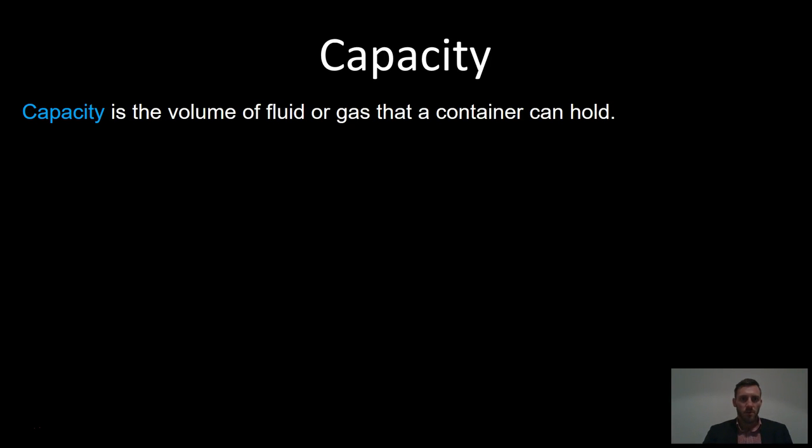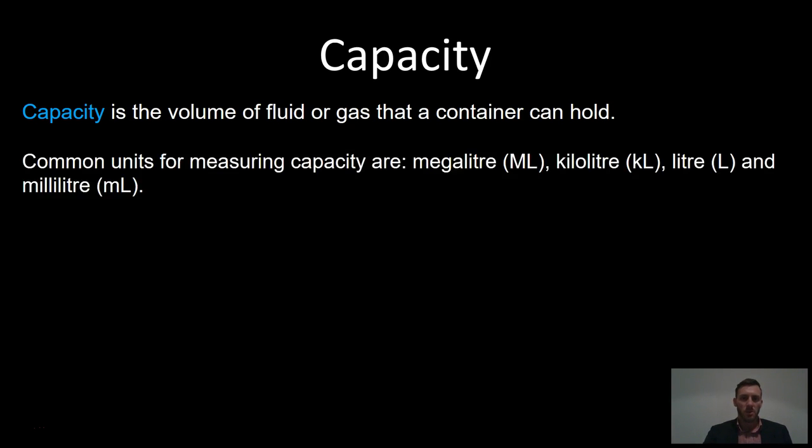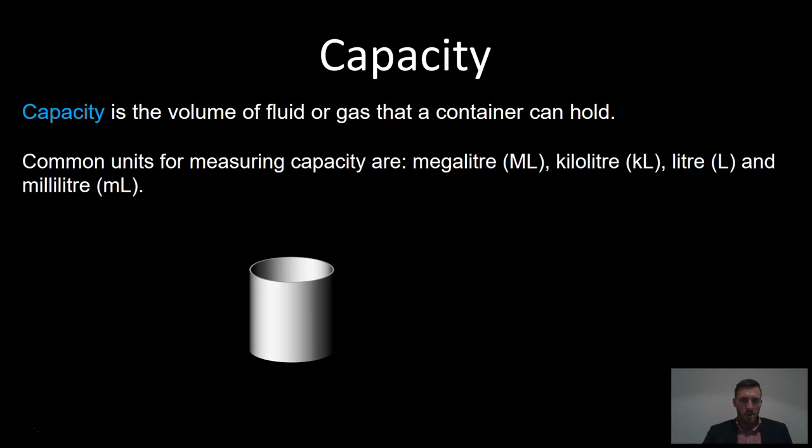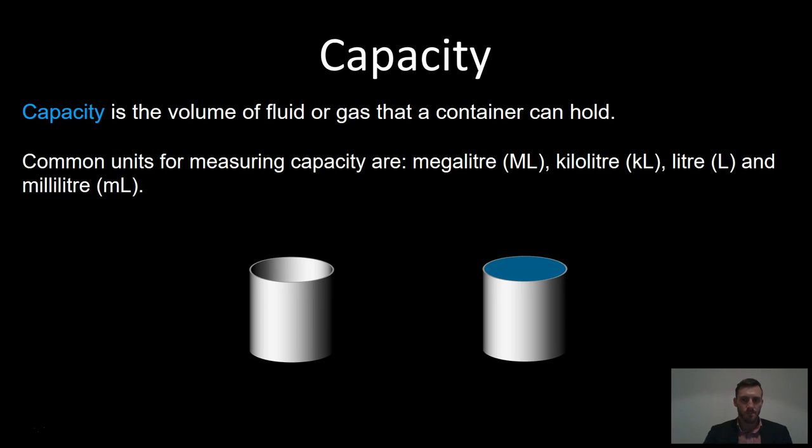Capacity is the volume of fluid or gas that a container can hold. Common units for measuring capacity are megaliter, kiloliter, liter, and milliliter. Here we have a hollow container. If we fill the container with a liquid or gas, the volume of the container would be specified in capacity units.